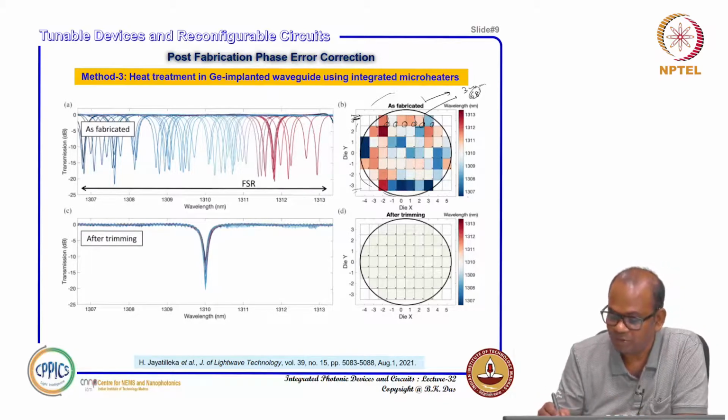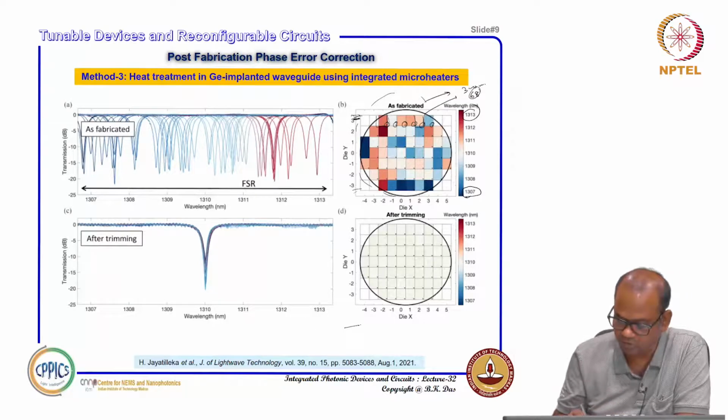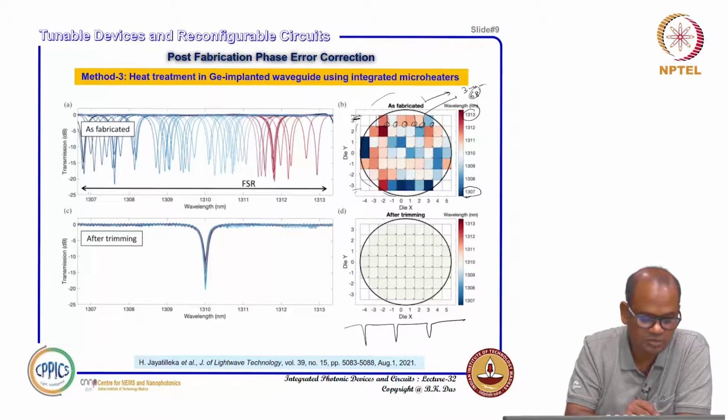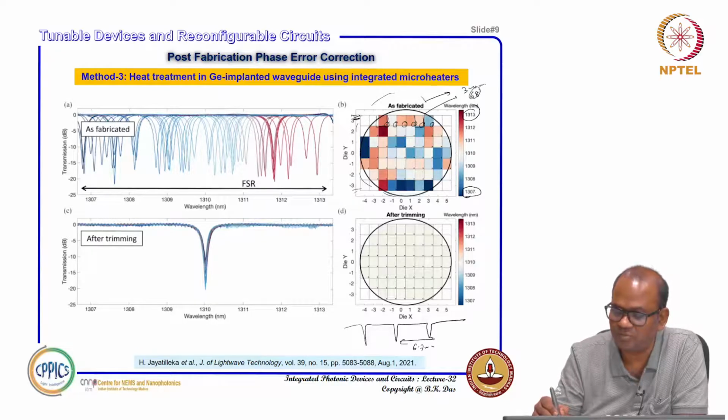And you see that the resonance varies from 1307 nanometer to 1300 nanometer, right? In a ring resonator, normally you have a resonance every FSR. In this case the FSR is shown to be about 6.5 to 6.7 nanometer. So the variation from 1307 to 1300 nanometer is about 6-7 nanometer.